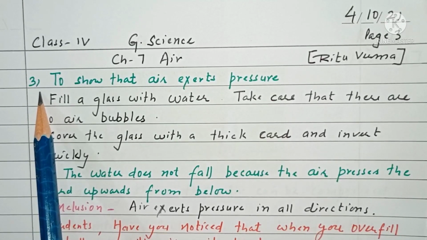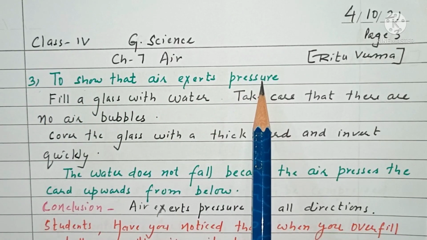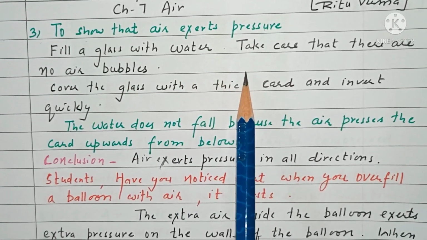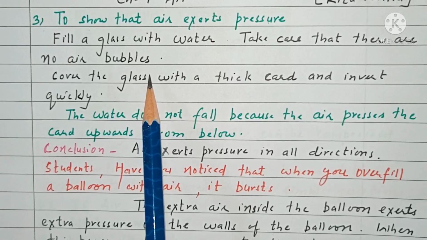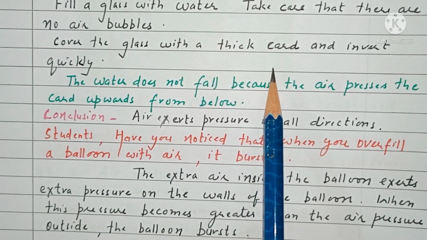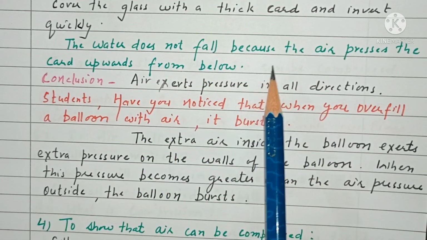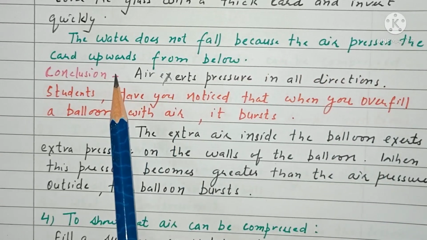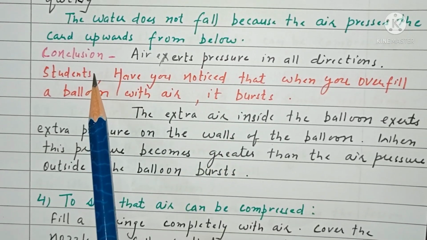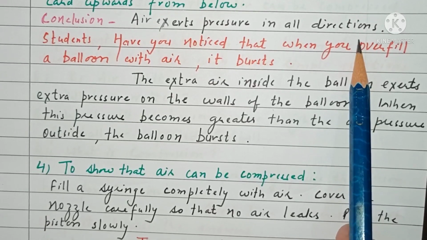Now the third activity is to show that air exerts pressure. Now for this, students, you will fill a glass with water and take care that there are no air bubbles. Fine. Now cover the glass with a thick card and invert quickly. The water does not fall because the air presses the card upwards from below. So the conclusion is air exerts pressure in all directions.